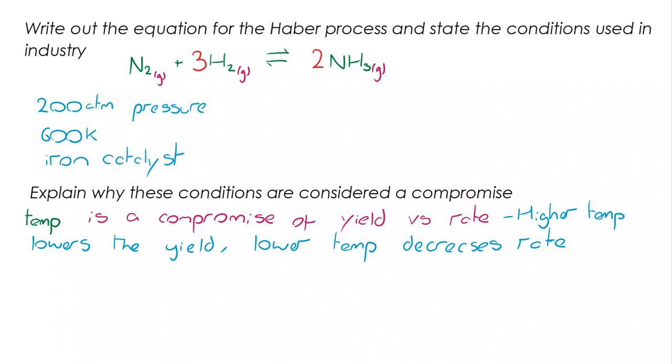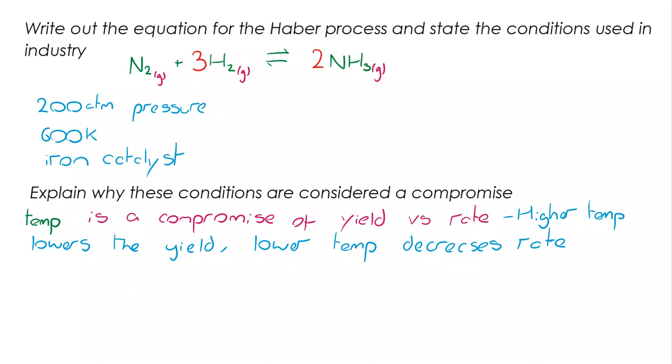In this case, the endothermic reaction is the backward reaction. But on the other hand, if I decrease the temperature, that's going to decrease the rate. So we've got to find the optimum temperature that will give us a good enough yield to maximise profit at a good enough rate that we will get that yield quickly enough.